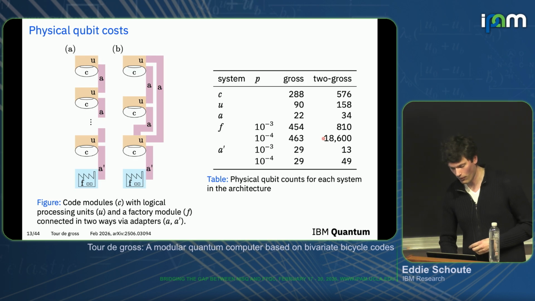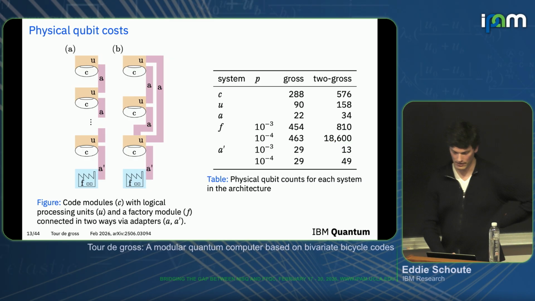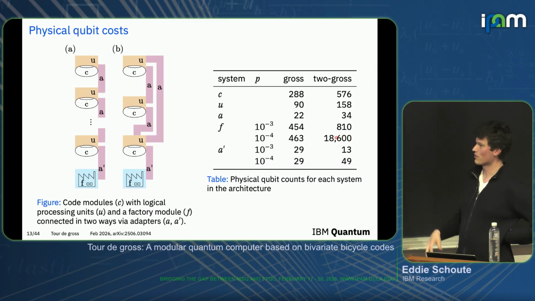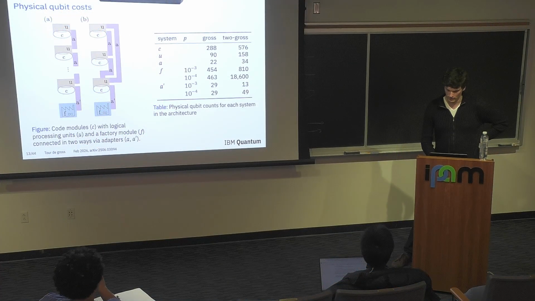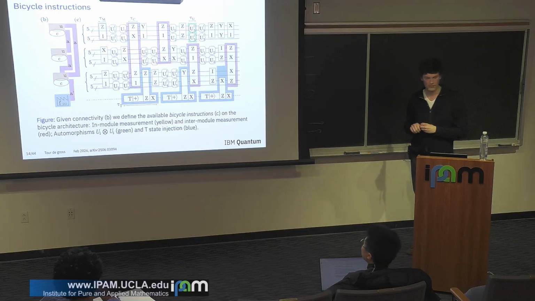So in particular for the 2 gross codes at 10 to the -4, we're looking at an error rate that is so small we need some distillation factory. So take this number with a slight grain of salt, as these numbers are not optimized for our particular code, but if we're in this regime, we're doing really good, right? 10 to the -4, 2 gross codes.